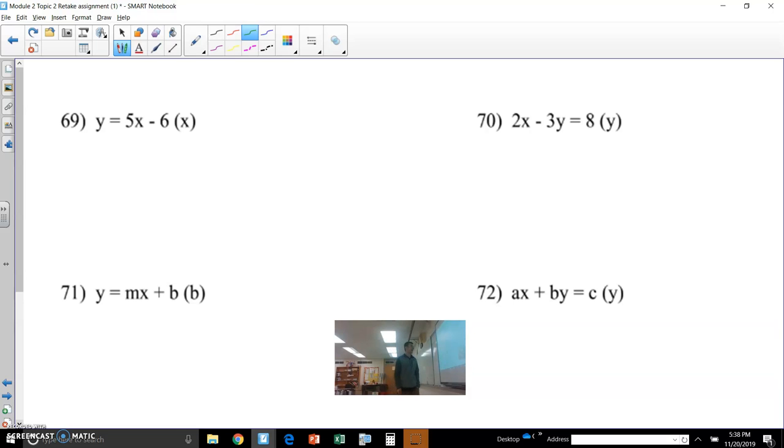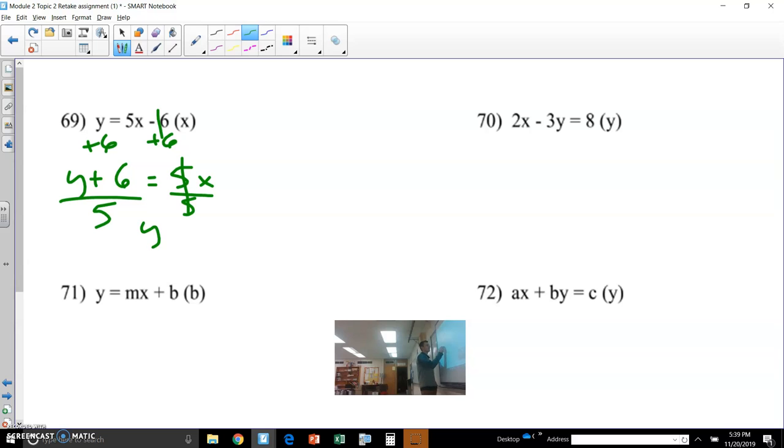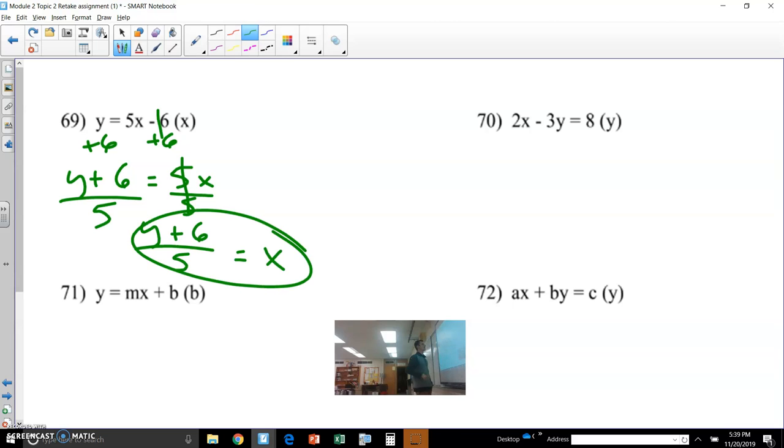Trying to solve for x. So let's move the 6 to the other side. Y plus 6 equals 5x. And again, trying to get that x by itself. So let's divide the 5 over to this entire side. And that can be your answer. Y plus 6 all divided by 5 equals x. And now you've moved everything away from x. You've isolated x. And you've got x completely by itself. Very common. We call this standard form.